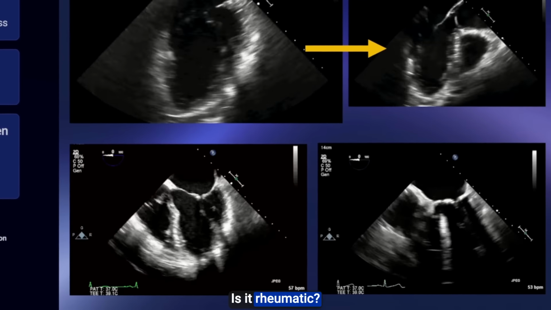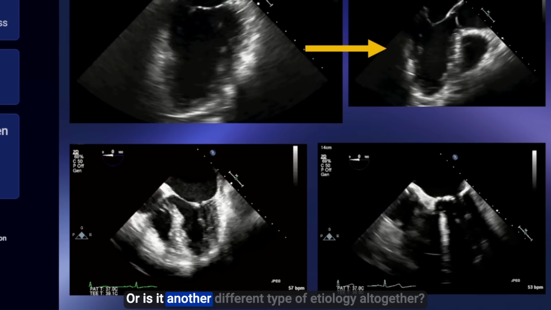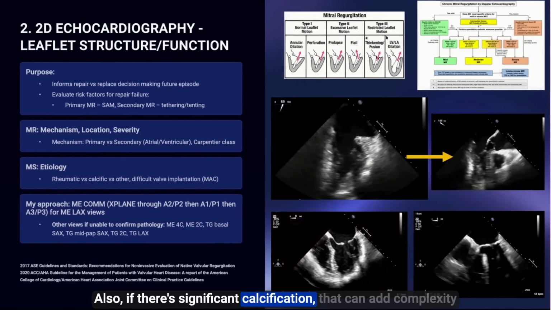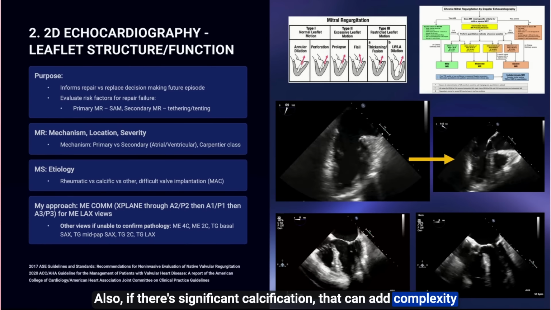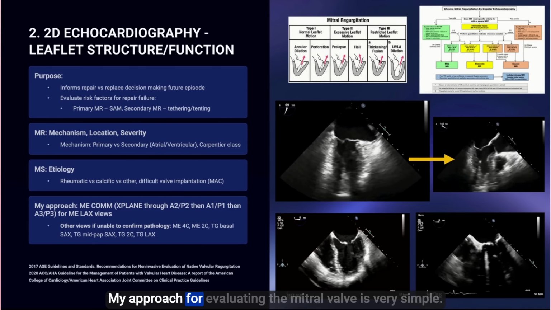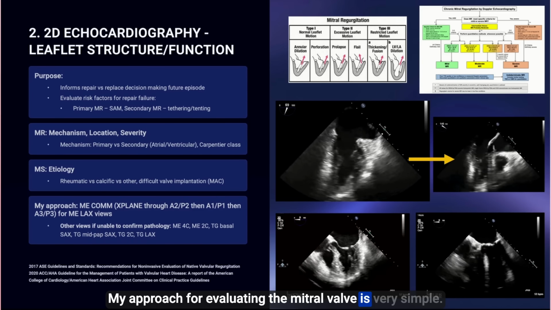Is it rheumatic? Is it calcific? Or is it another different type of etiology altogether? Also, if there's significant calcification, that can add complexity for the surgeon when performing mitral valve replacement. My approach for evaluating the mitral valve is very simple.